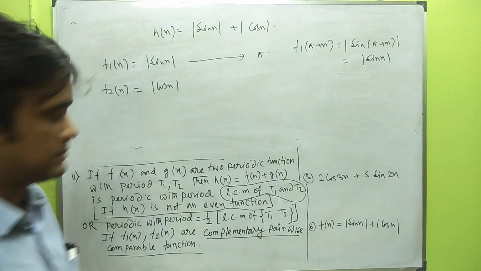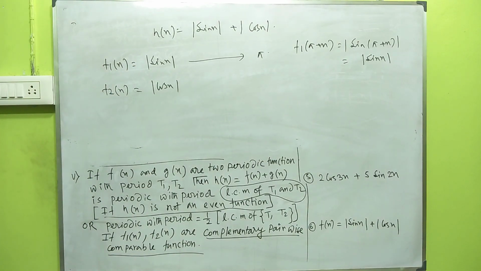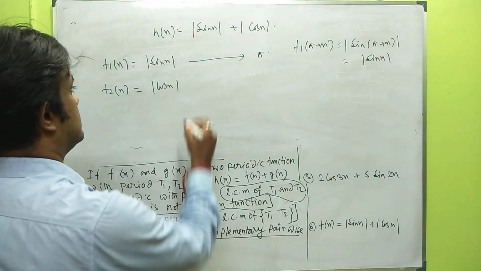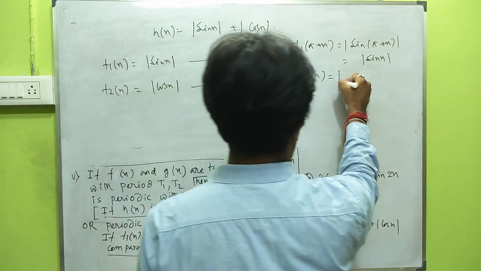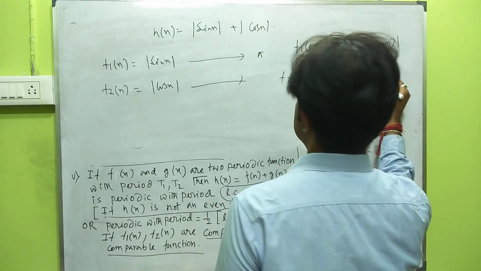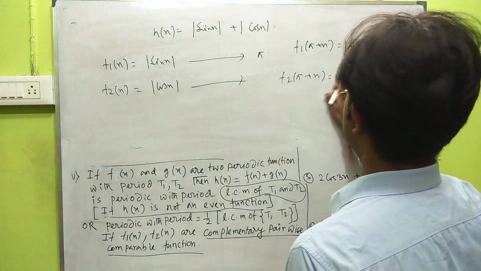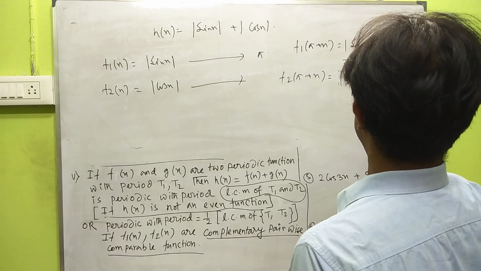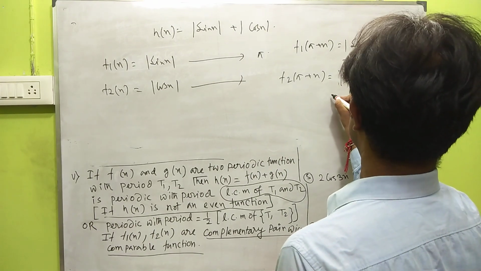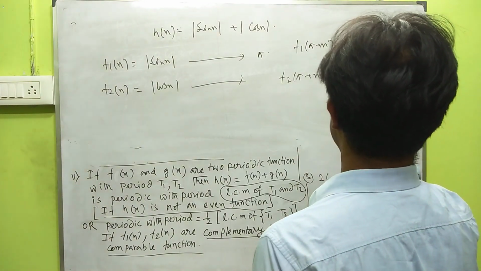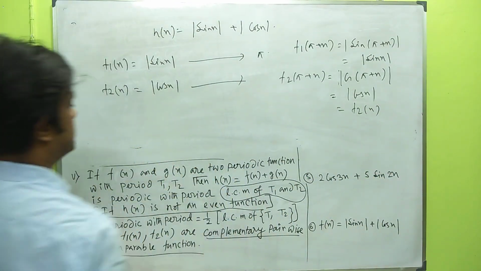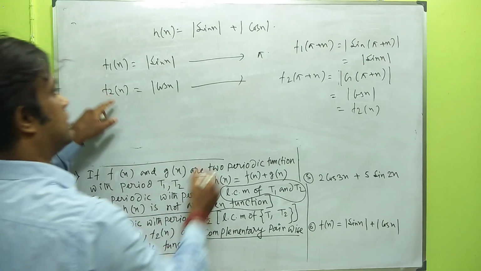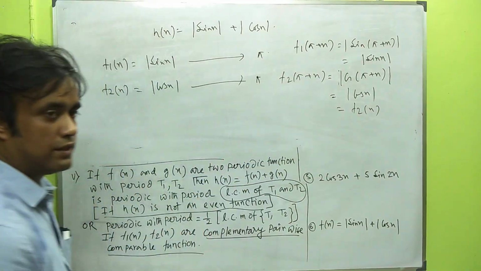Now f2(x) is equal to mod of cos x. So f2(2π + x) is equal to mod of cos(π + x), that is mod of cos x, which is equal to f2(x). So here we observe that the period of f1(x) is equal to π and the period of f2(x) is equal to π.